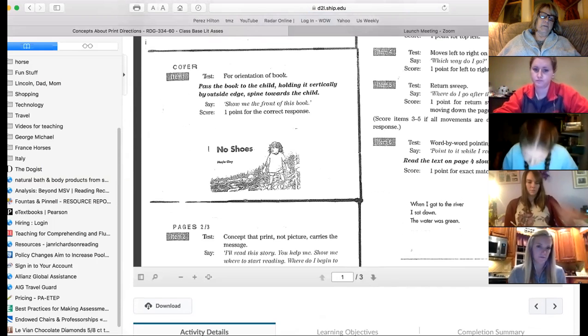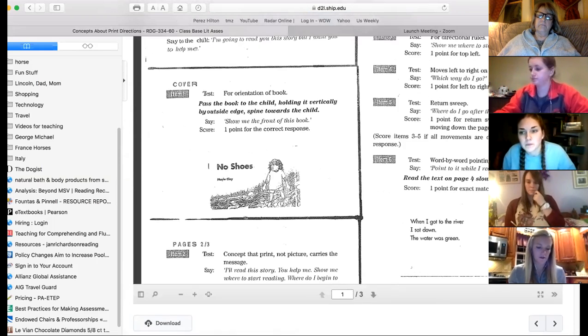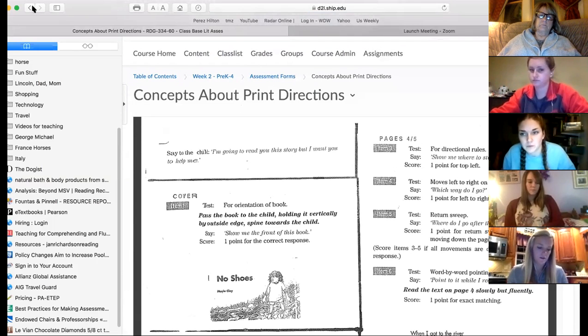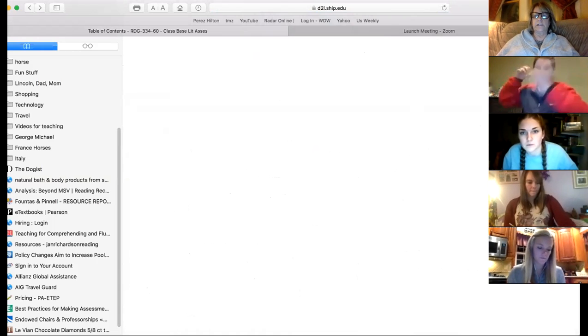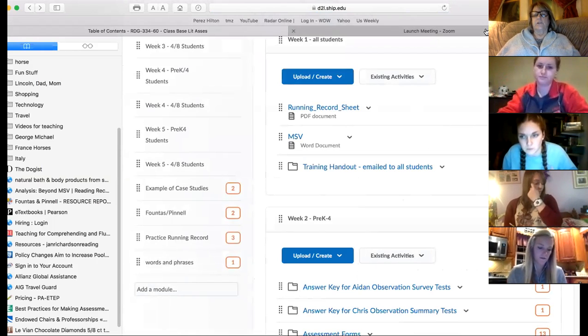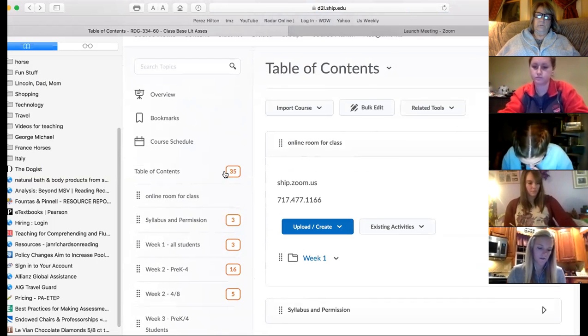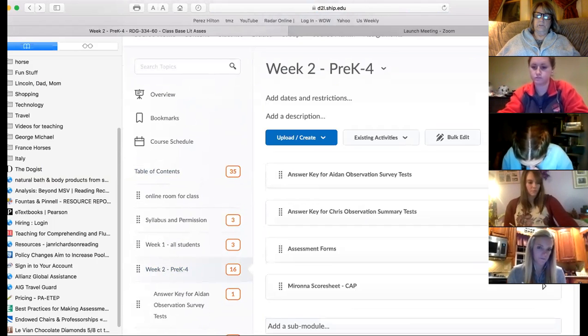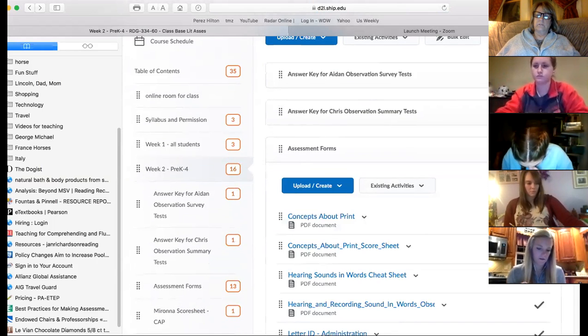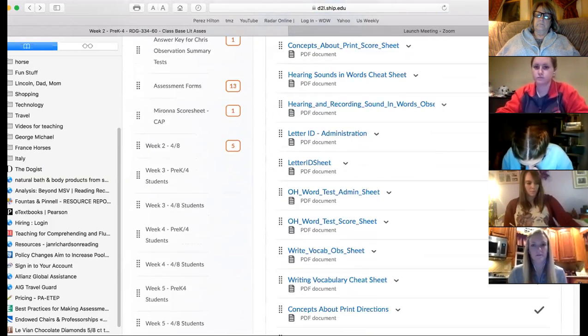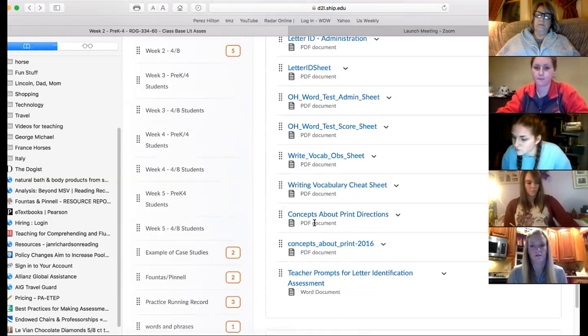So when we learn about CAP, I think I emailed you this too. If not, it's in this same area called Concepts About Print Directions, under pre-K 4 assessment forms.